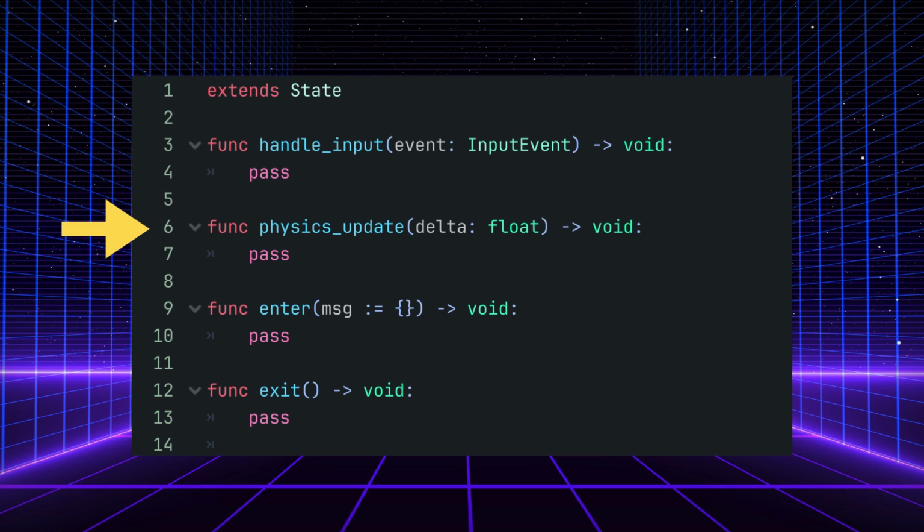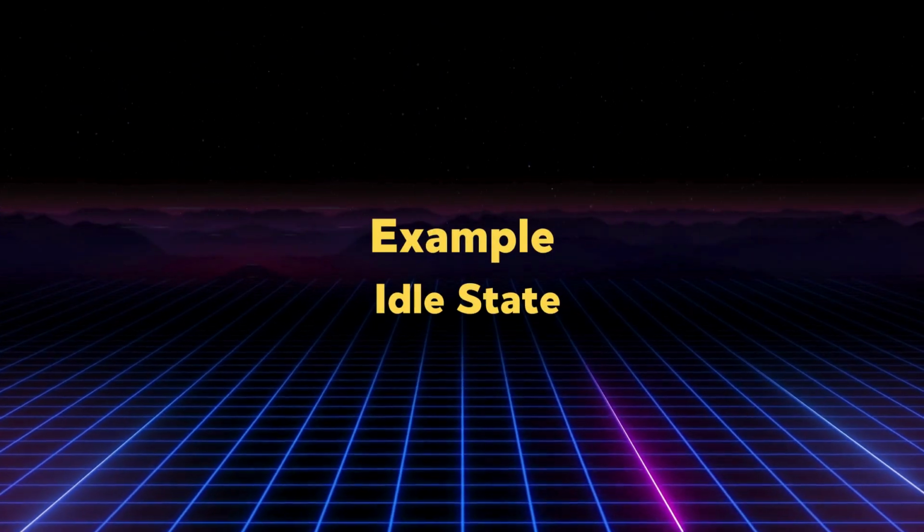Update. This is essentially the main process. All code runs continuously here until we change the state. Enter. This runs immediately and only once when entering this state. Exit. This runs immediately and only once when exiting this state. It's very useful for resetting variables.